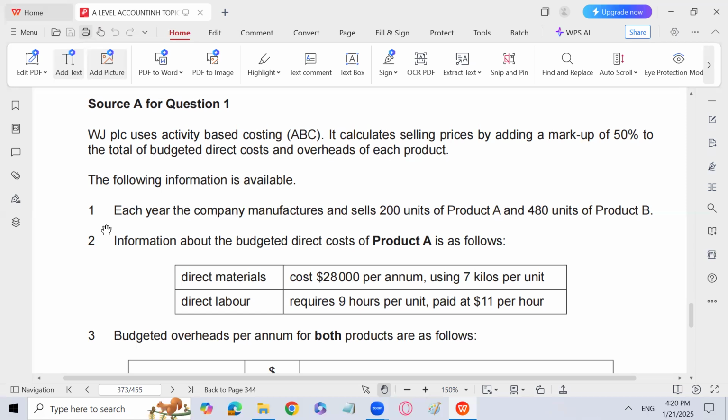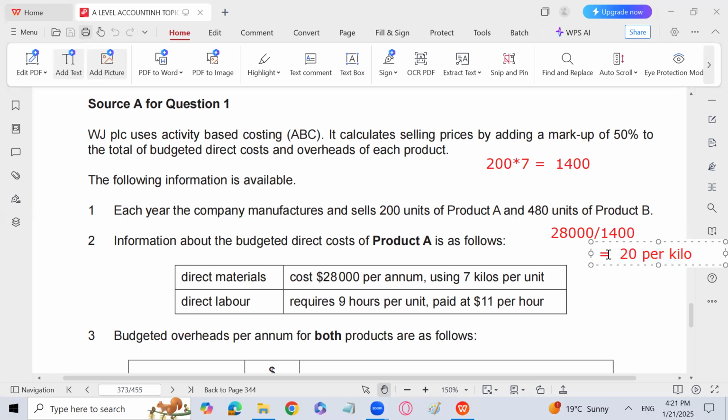So what is the price per kilo? Total cost is 28,000 and 7 kilos per unit, and units are also given. So 200 units multiplied by 7, you will have the total kilos, and then you divide 28,000 by the total kilos to find the cost per kilo. I'll repeat again, no problem. Product A, we are selling 200 units and we are taking 7 kilos per unit. So total kilos for 200 units are 1,400 kilos. And the cost of material is 28,000 divided by 1,400 kilos. So the answer is going to be 20 per kilo. Direct material price per kilo is $20 per kilo.